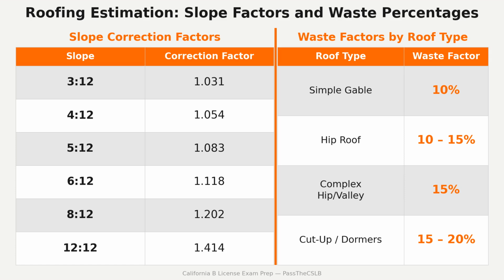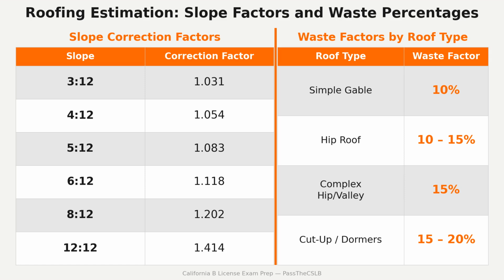Waste factors: 10% for simple gable, 10 to 15 for a hip roof, 15 to 20 for complex cut-up roofs with multiple valleys and dormers. Flashing: one principle governs every flashing decision. Gravity is your only reliable waterproofing agent. Every component must position water so it lands on top of the material below. Never behind it, never under it. Sealants degrade over years. Gravity does not.